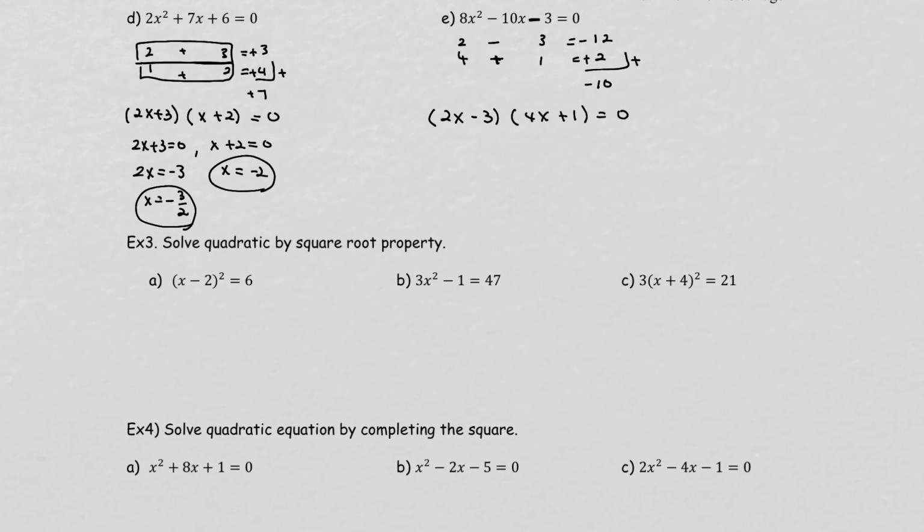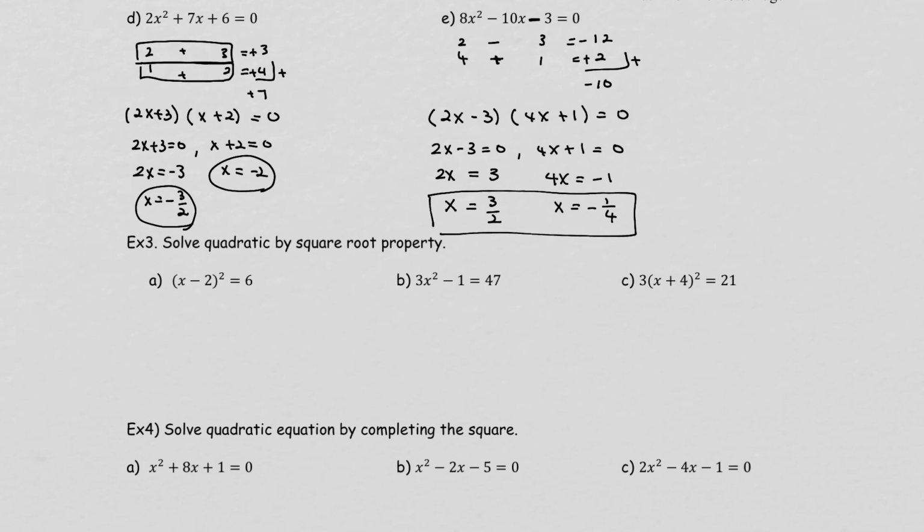Once you have two linear equations equal to 0, set both linear factors equal to 0 to solve for each solution. So isolate x by adding 3, dividing by 2. So you get 3 over 2, and for this one, let's see, you get 4x equals negative 1, and dividing by 4, x is negative 1 over 4. So you have these two solutions right here.